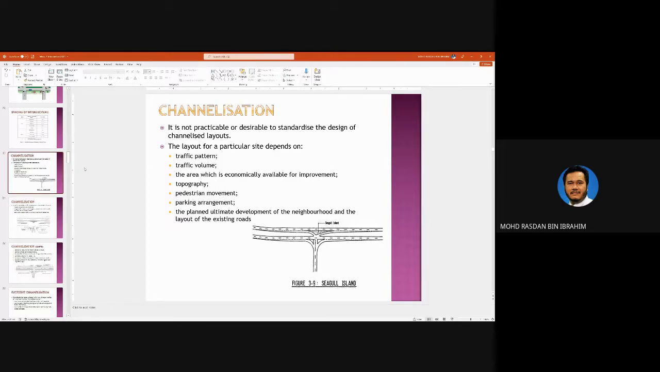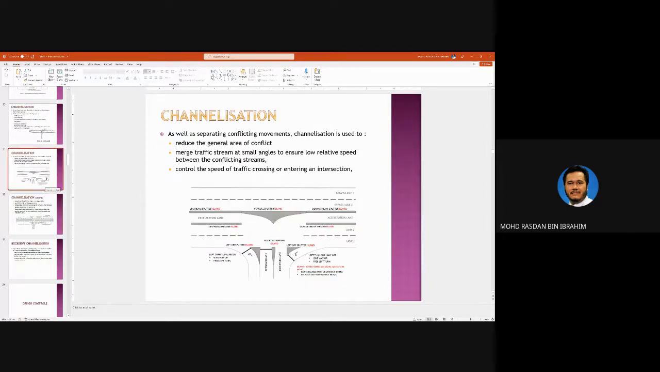So the layout for a particular site depends on traffic pattern, volume, the area which is economically available for improvement, meaning the space, topography, pedestrian and parking, and the planned ultimate development of the neighborhood and the layout of the existing road. Meaning you need to take into account what is going to happen around the intersection as well, what types of development.